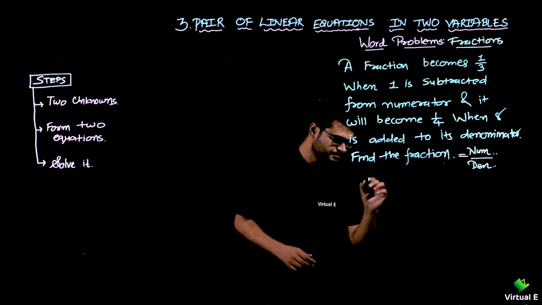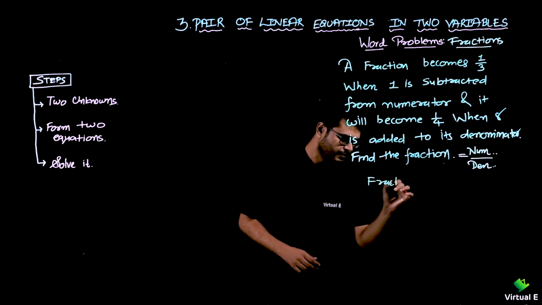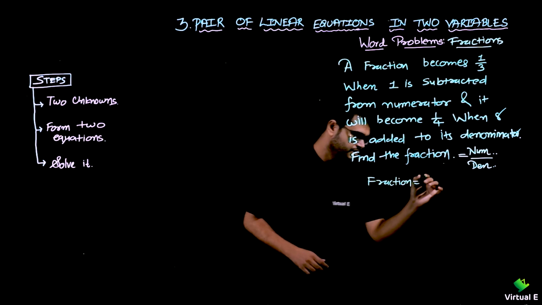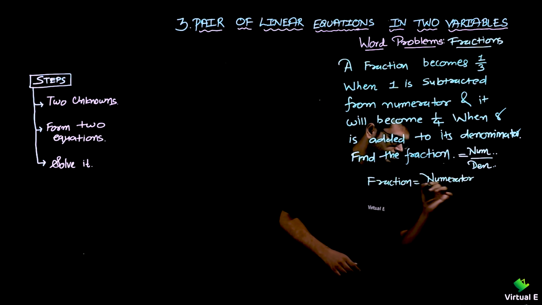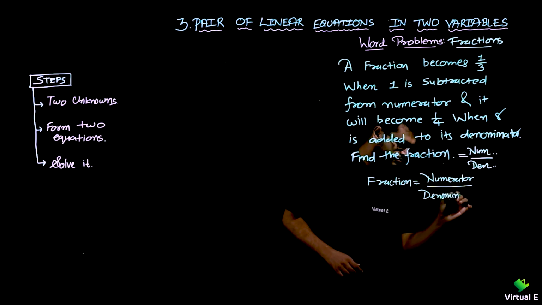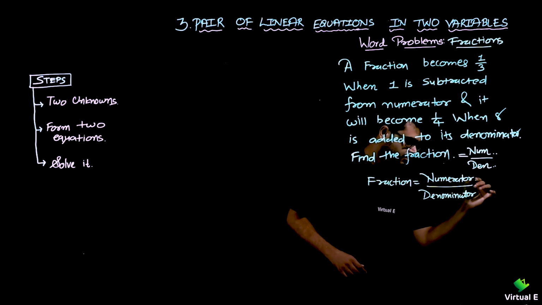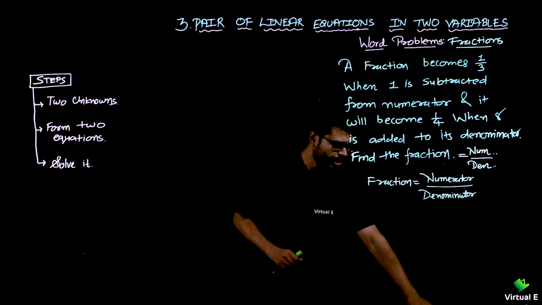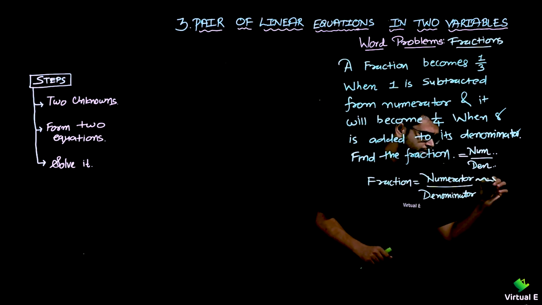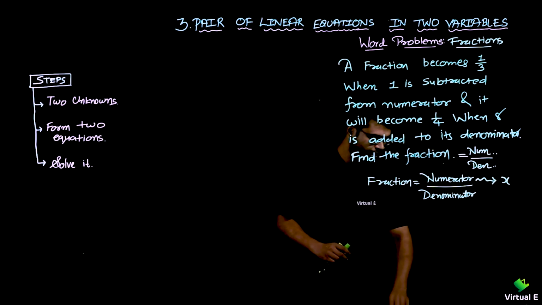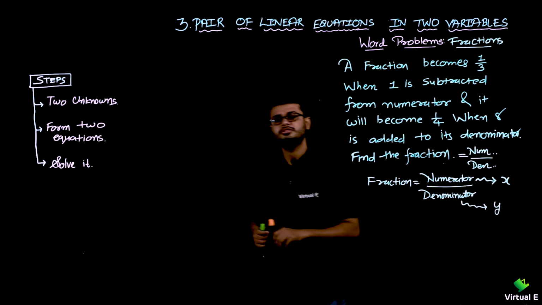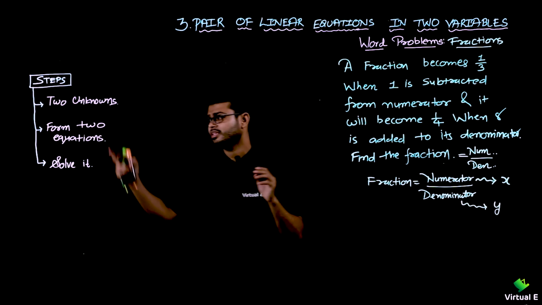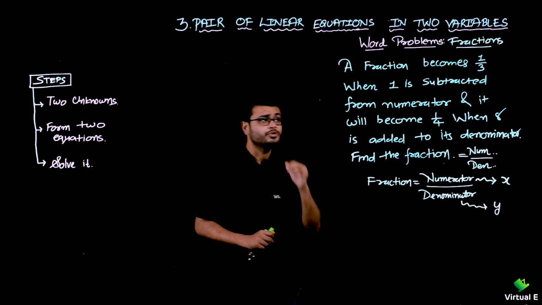So let me write. Fraction is equal to numerator over denominator. I am assuming numerator as x and denominator as y. So let's form the equations. Now we need to form the equations.